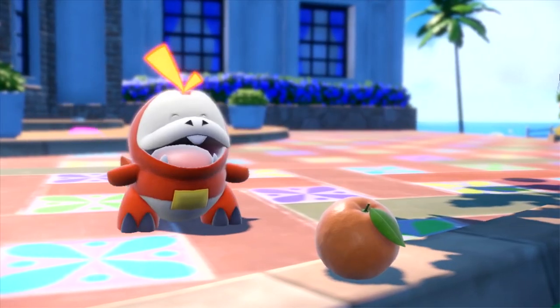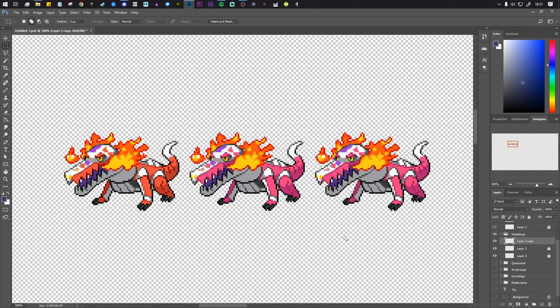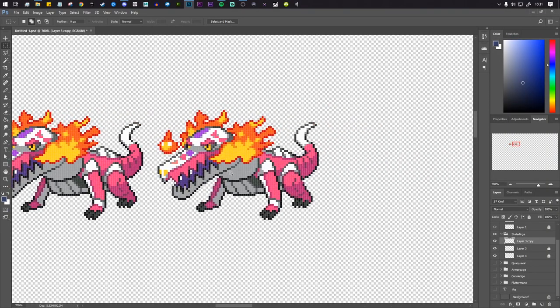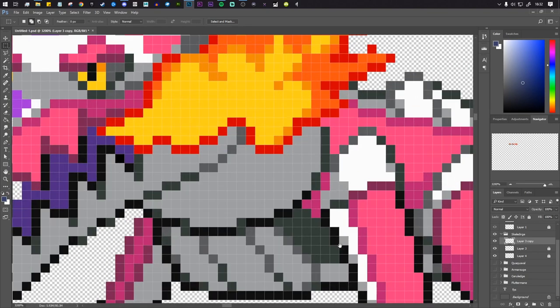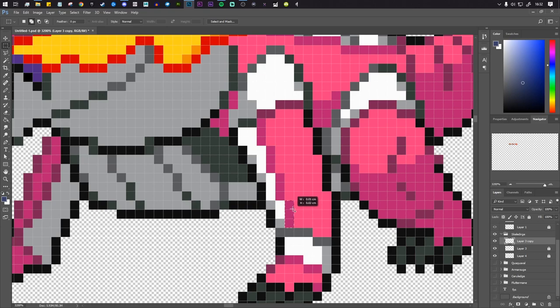So next up we've got the Fuecoco line, in particular Skeledirge. This is my favourite starter Pokemon this generation. And I think he's got the best shiny as well, in my opinion. I really did not know what to expect when Fuecoco was announced, but I'm very happy with the design they opted to go with, and I feel like the shiny it received isn't actually that bad. But I had a few ideas anyway as to how I could change it.